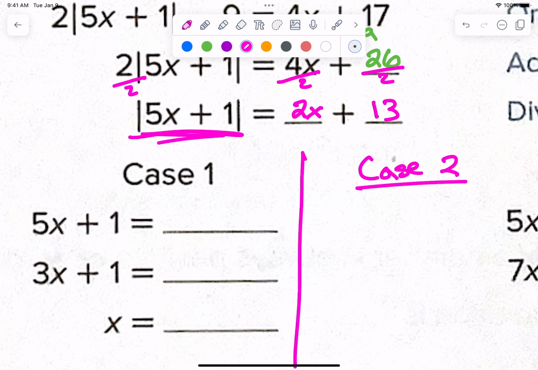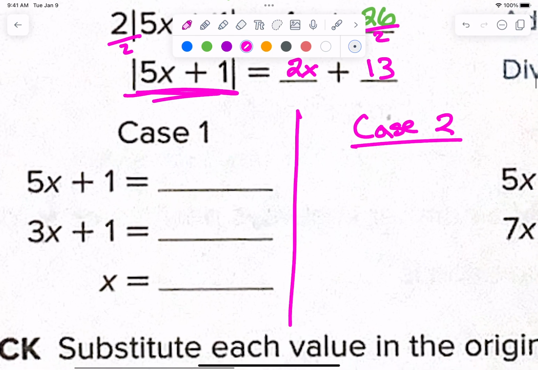There is a case 2 lower, but I'm going to put them right next to each other because we're just going to solve them side by side. I don't want to do it there. All right, case 1.